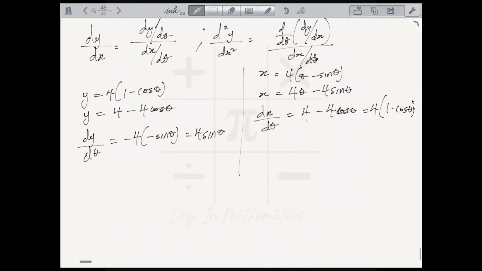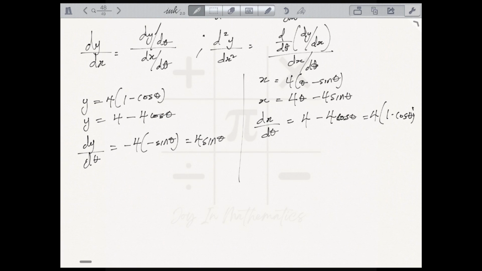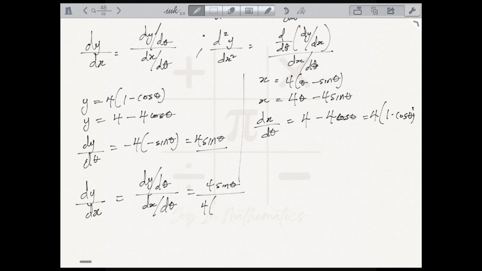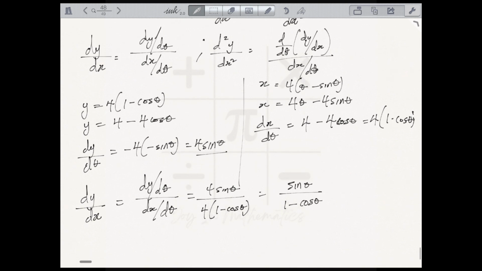Now, having evaluated dy/d theta and dx/d theta, let's then evaluate dy/dx, because dy/dx is dy/d theta divided by dx/d theta, and our dy/d theta is 4 sine theta, and our dx/d theta is 4 into (1 minus cos theta). Now 4 cancels 4, and we are left with sine theta over 1 minus cos theta. Now we are done with evaluating dy/dx.